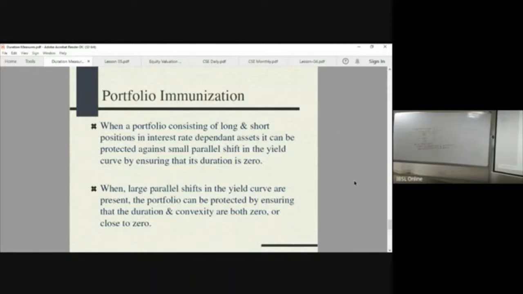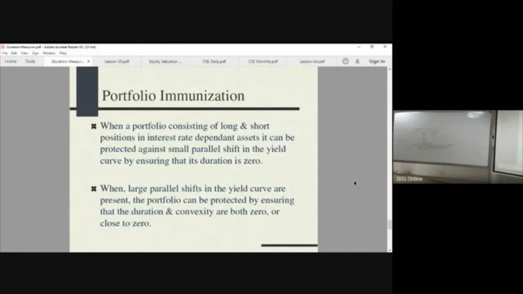Now, when you say duration, the duration is positive for an investment, when you invest in a bond. And you remember that we talked about the leveraged portfolio.